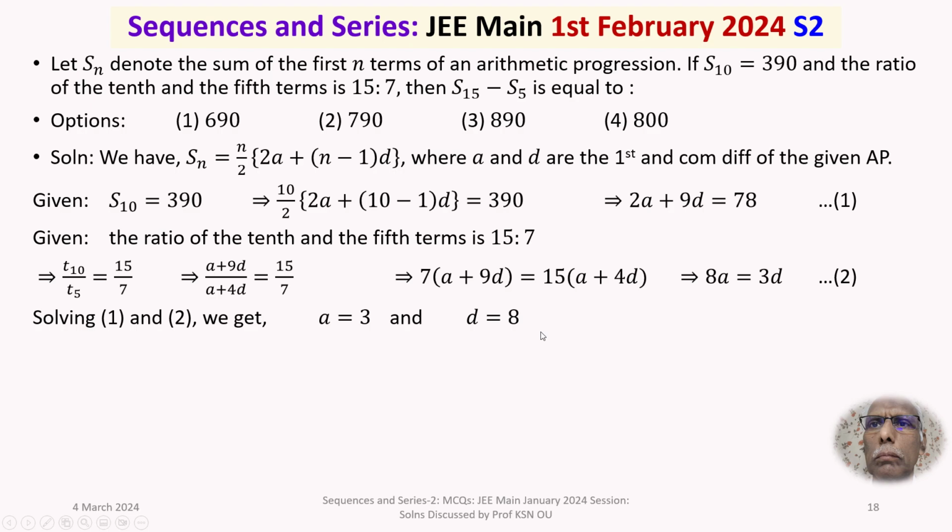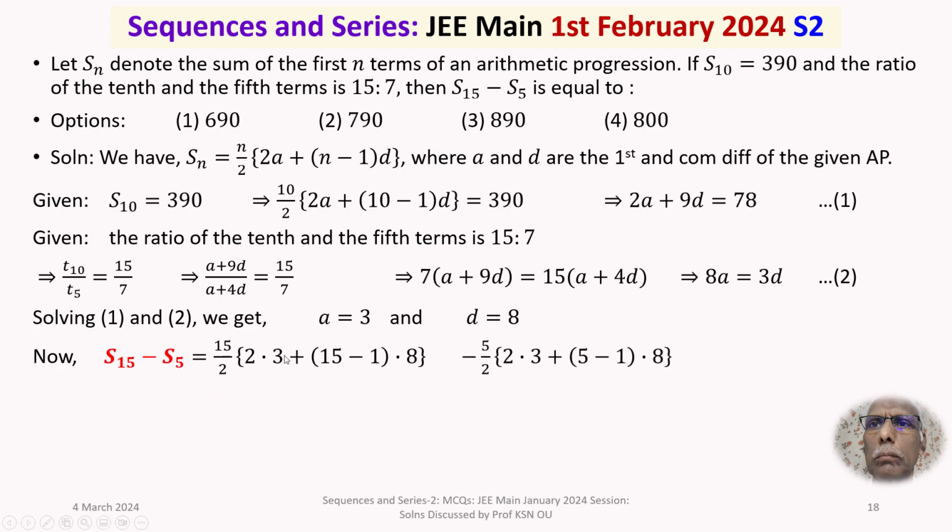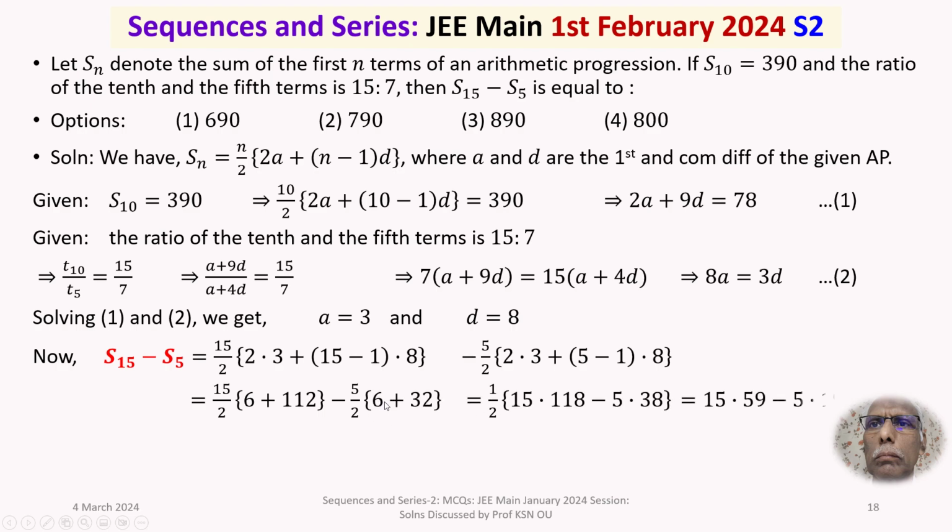Now a is known, d is known. So S15 and S5 can be found out and subtracted. So S15 − S5 is equal to 15/2 into (2 × 3 + (15 − 1) × 8) minus S5, which we have written here. Simplifying further, you will get 15 × 59 − 5 × 19. On multiplication you will get 885 − 95, and on subtraction you will get 790.